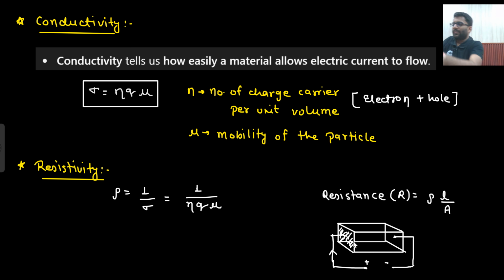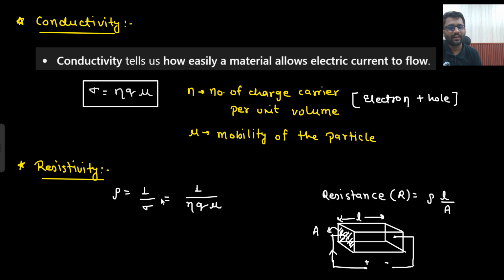Or a better example would be this book. This is the material, and I have applied a battery here. So current is passing through this particular area. This is known as cross section area. So this is your A. And what is the L? L is the length at which the current is passing. Current will be passing the complete length L. This will be your cross section area. And rho is the resistivity. So resistance of this particular material will be given by rho into L by A.